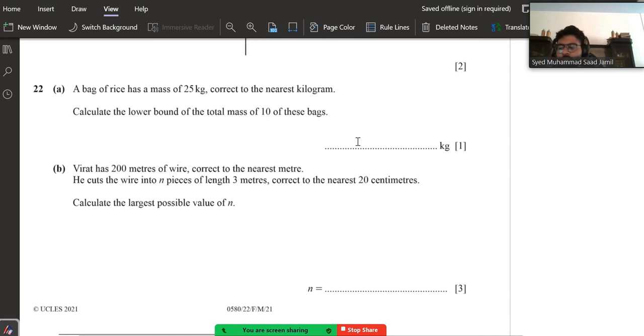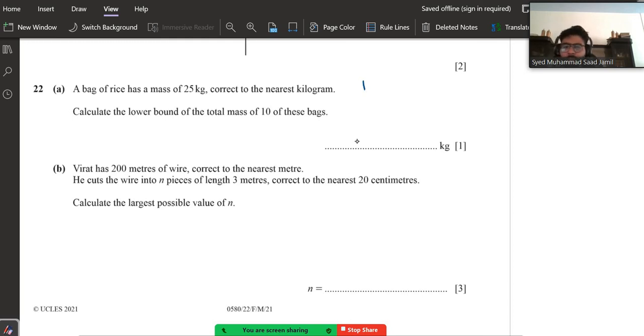Alright, moving on to question number 22. It says a bag of rice has a mass of 25 kg, correct to the nearest kilogram. Alright, correct to the nearest kilogram basically means 1 kilogram. Calculate the lower bound of the total mass of 10 of these bags.